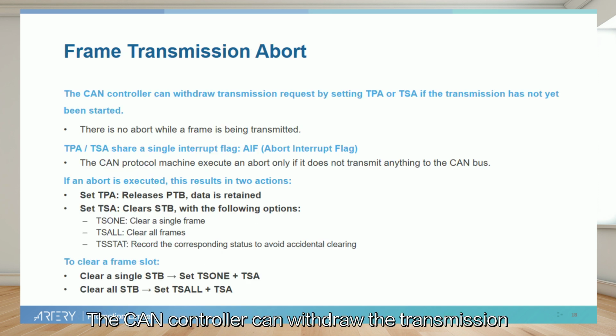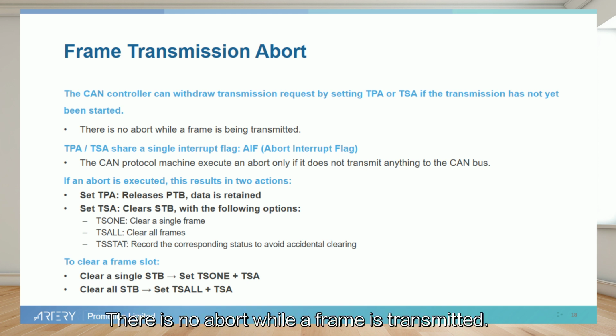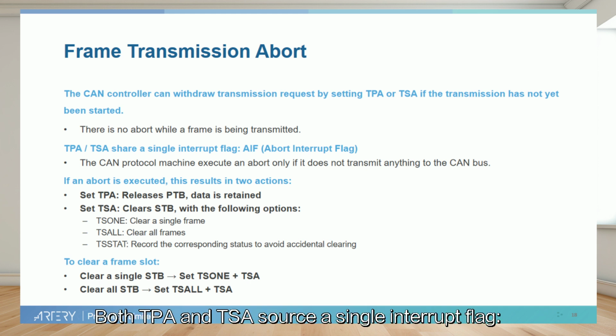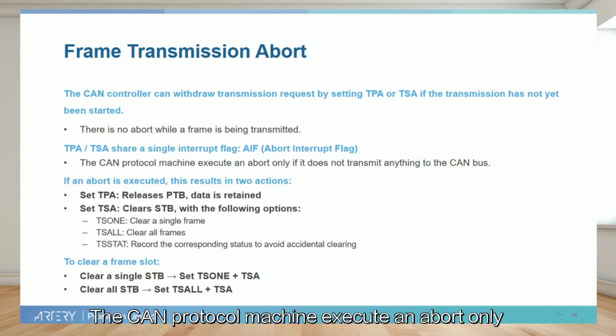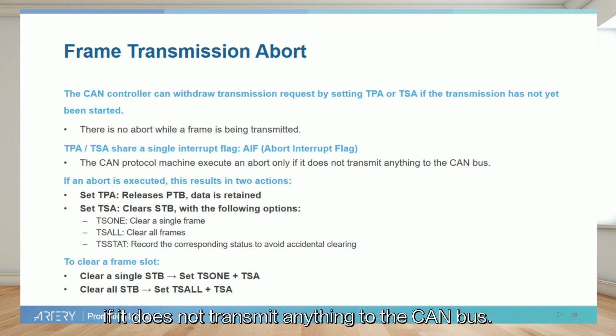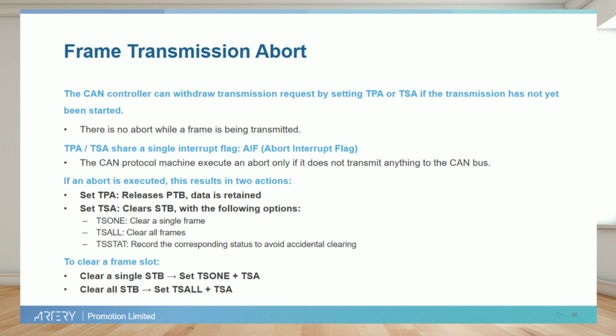The CAN controller can withdraw the transmission request by setting TPA or TSA if the transmission has not yet started. There is no abort while a frame is transmitted. Both TPA and TSA source a single interrupt flag, AIF, abort interrupt flag. The CAN protocol machine executes an abort only if it does not transmit anything to the CAN bus. Setting both TPA and TSA simultaneously is not recommended.